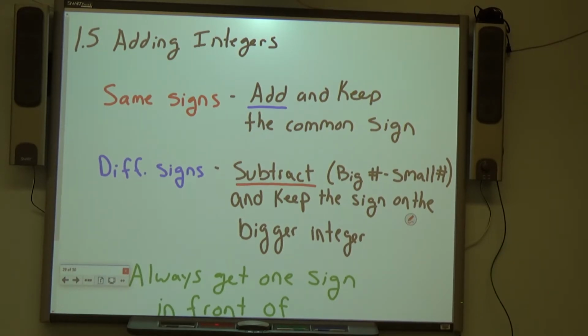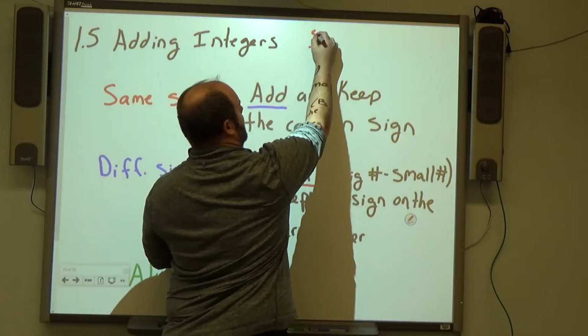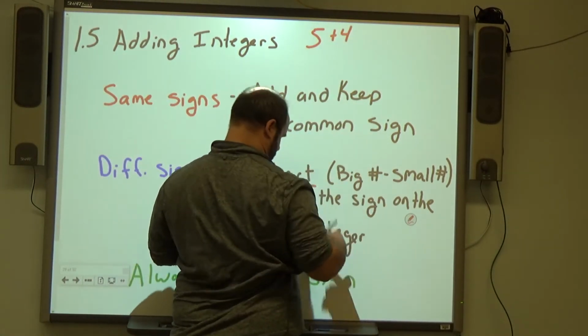All right, we now have some rules here for adding and subtracting integers. The first one is same signs. And if you have same signs, like positive and a positive, you add and you keep the common sign, okay? Examples of what same signs look like. We would have, say, 5 plus 4.